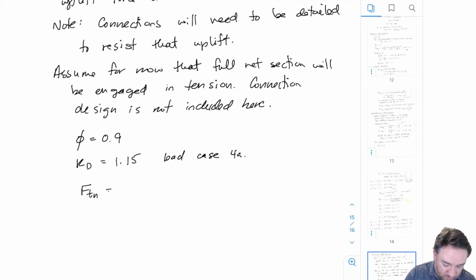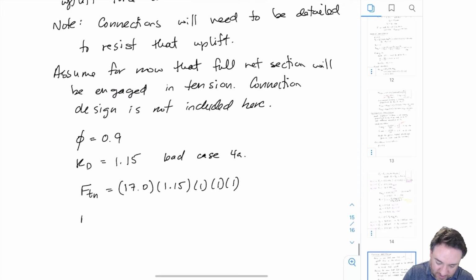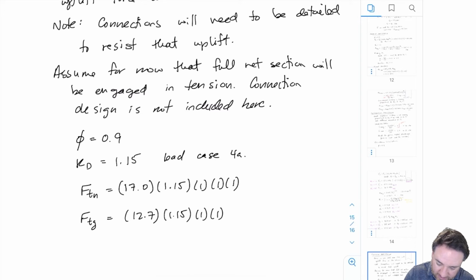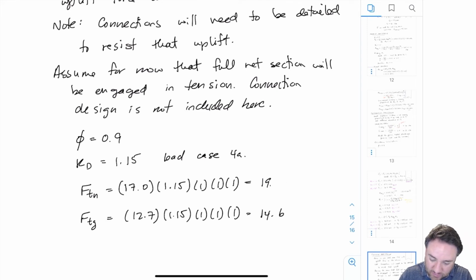And you may recall that for glulam, we have to check FTN. We have to check our net section tension strength and our gross section tension strength. So FTN here is 17.0 times 1.15, our KD, times KH times KS times KT. Then we also have our FTG, which was 12.7 MPa times 1.15 times KH times KS times KT. And these equal 19.55 and 14.6. So let's call that 19.6 and 14.6.